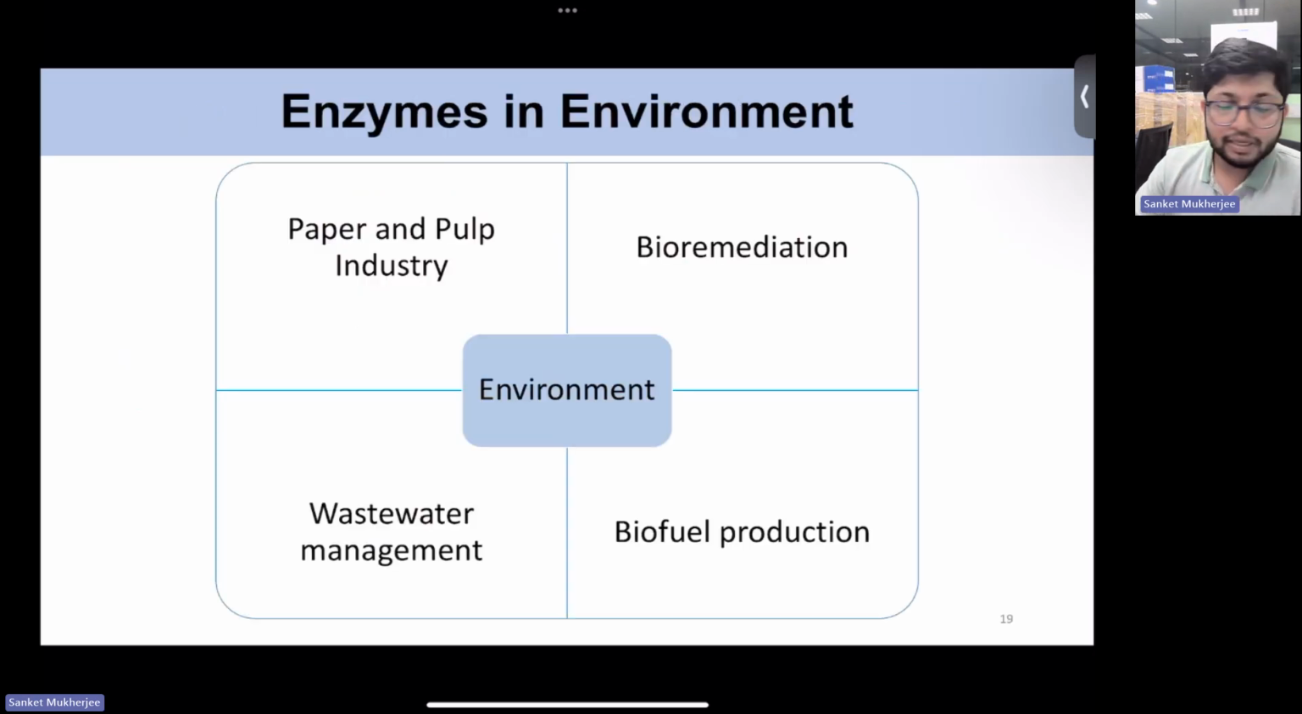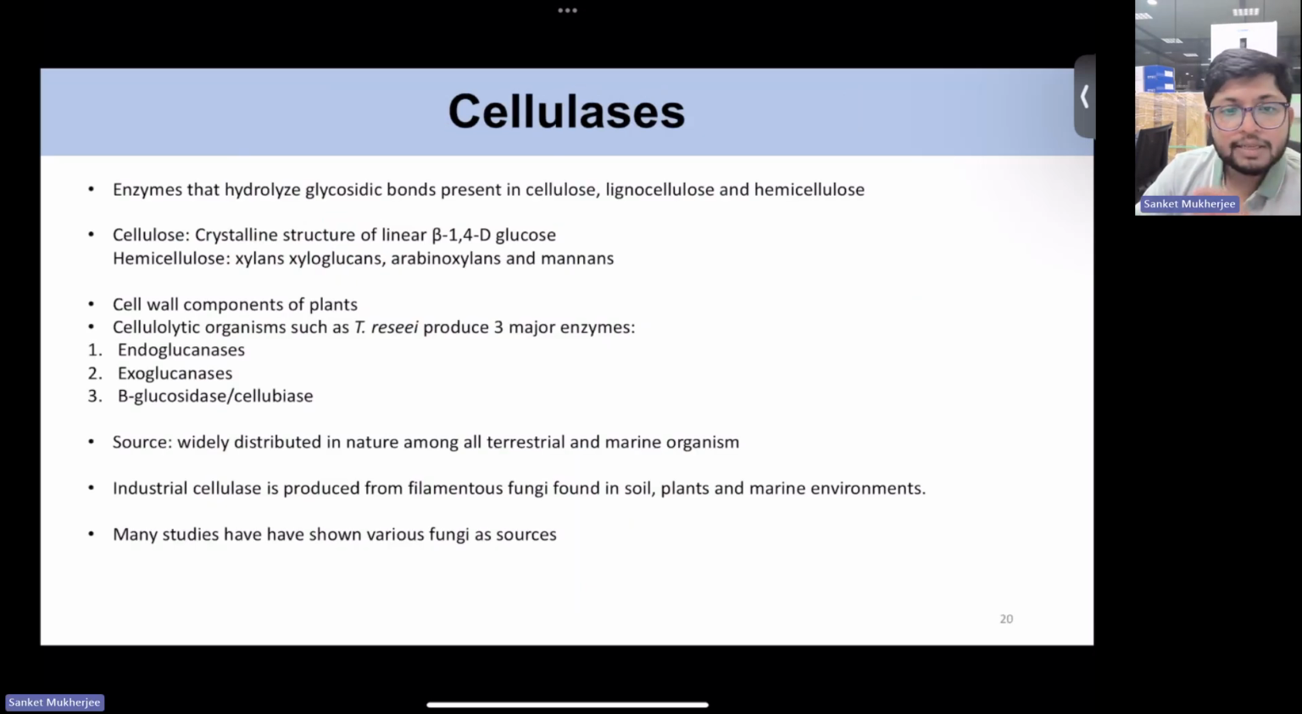Now, in case of environment, the enzymes can be used in paper and pulp industry and for bioremediation, wastewater management, and biofuel production. So enzymes like cellulases can be used, which hydrolyze the glycosidic bonds present in cellulose, lignocellulose, and hemicellulose. Cellulose is a crystalline structure of linear beta-1,4-D-glucose. Hemicellulose includes xylans, xyloglucans, arabinoxylans, and mannans. These are essentially cell wall components in plant cells.